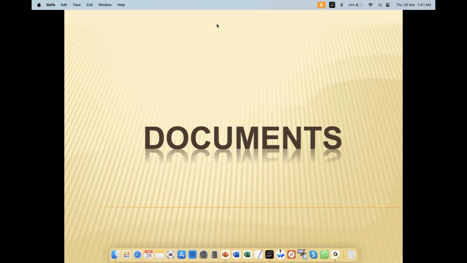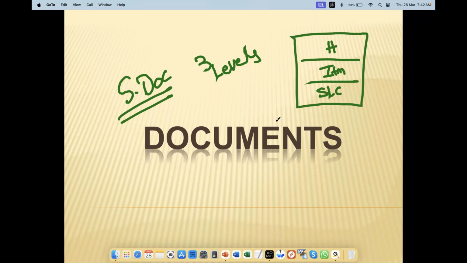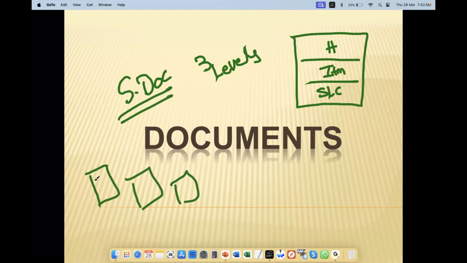So here when you speak about sales documents, we customize a sales document in three levels. When I say three levels, it is header level, item level, and scheduling level. So that means three pages. You need to customize the three pages which control three levels of information.